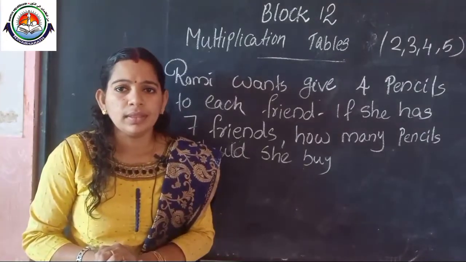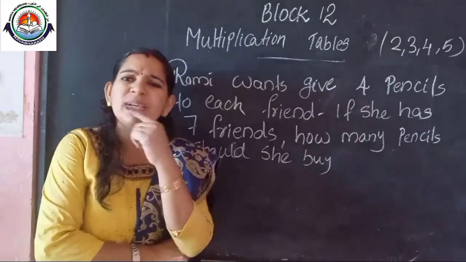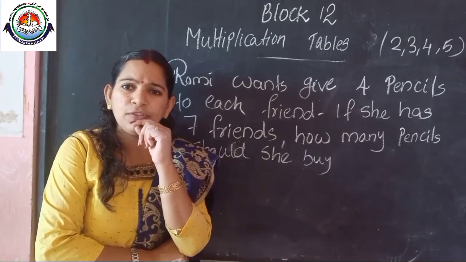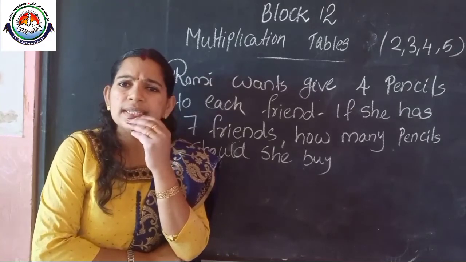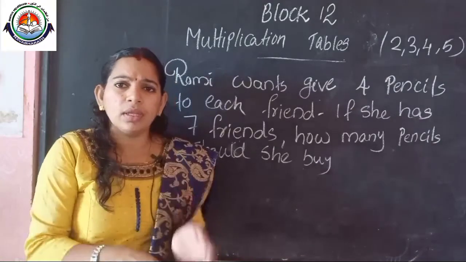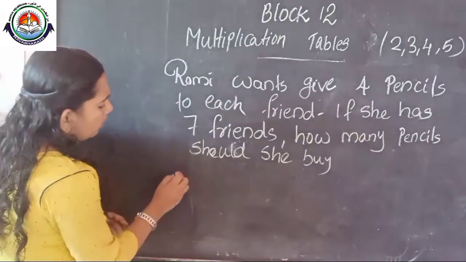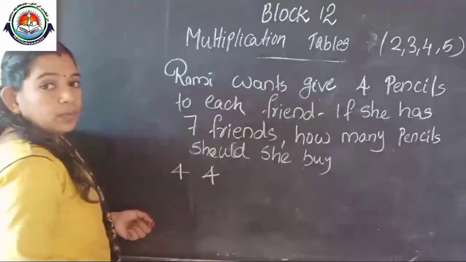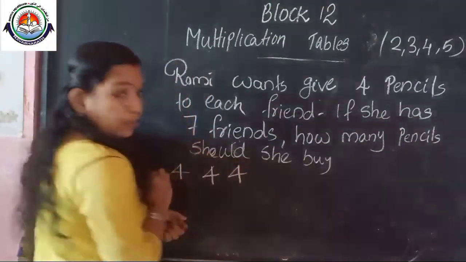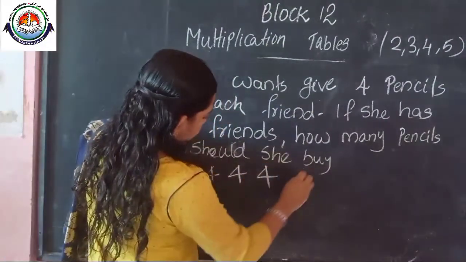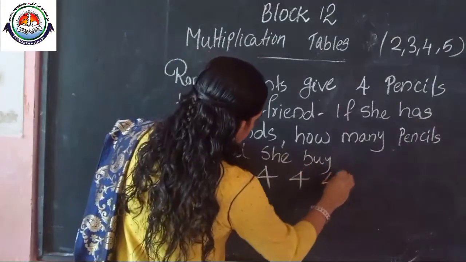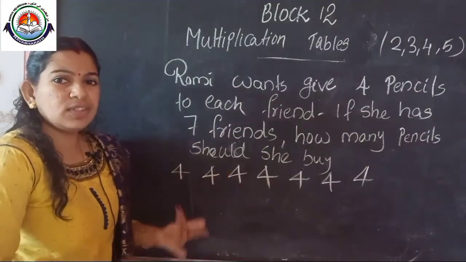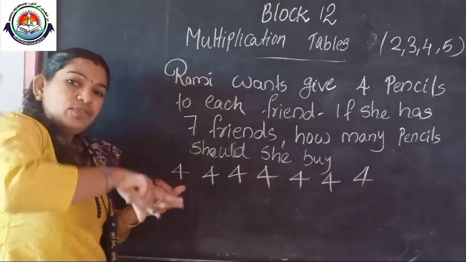4. Then she thinks, how many pencils do I want to buy for giving as gifts? So you just tell me how many pencils she wants to give. Yeah, first friend she wants to give 4 pencils. Second friend also 4, third 4, fourth 4, fifth 4, sixth 4 and seventh 4. It's very easy to add. First 4 plus 4, then that result plus 4.